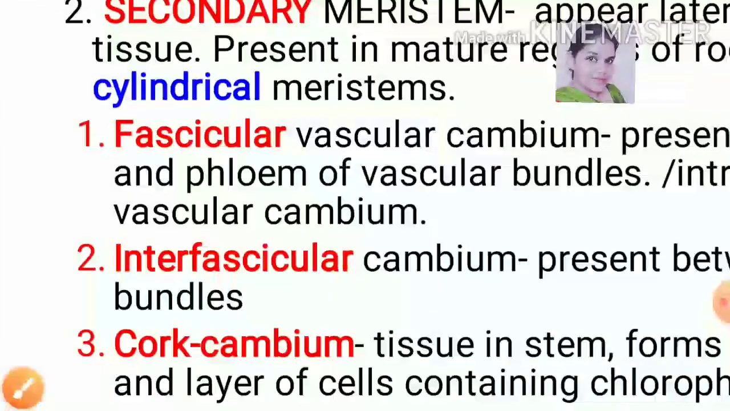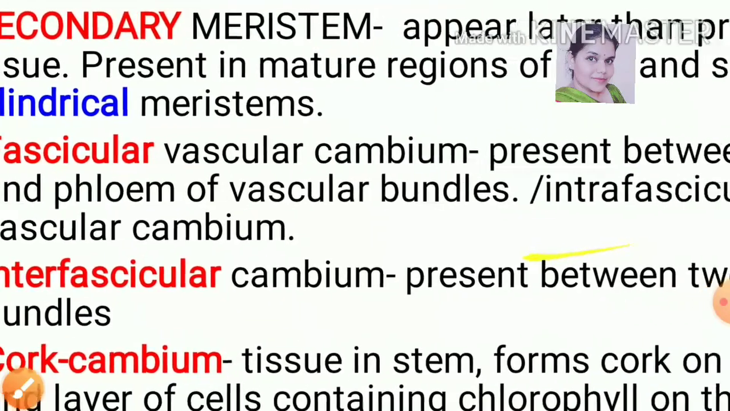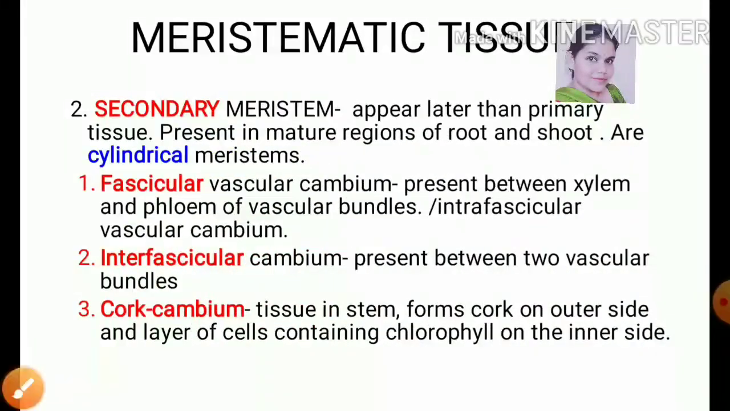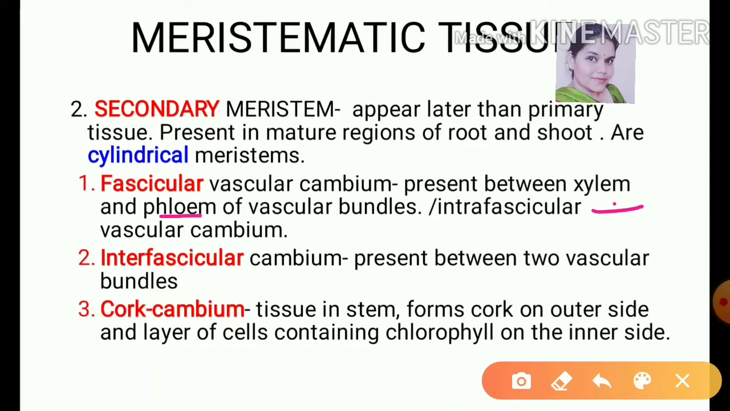First one is fascicular vascular cambium. It is present between xylem and phloem of vascular bundles. It is also called intrafascicular vascular cambium. Now, why is it called intrafascicular? Because intra means within fascicles. And what are fascicles? Fascicles are bundles of xylem and phloem. In simple words, they are vascular bundles. And the cambium present within those bundles is called intrafascicular vascular cambium, or simply fascicular vascular cambium.